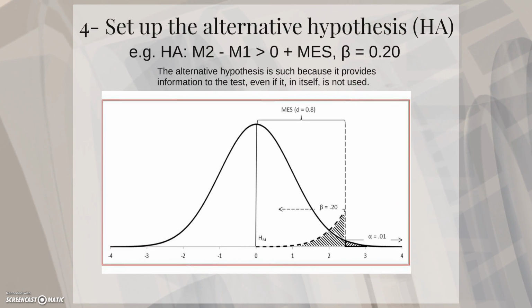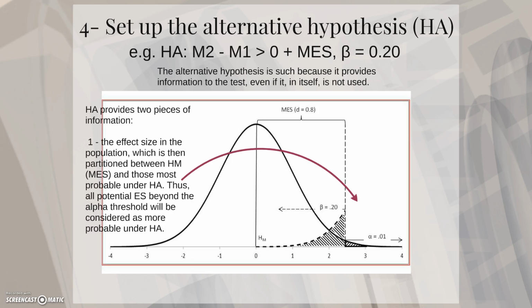Now, the first step will be to set up the alternative hypothesis. Consider that the alternative hypothesis is important because it provides information to the test, even if the hypothesis itself is not being used. The information it provides is two-fold: the effect size in the population, which as we saw is partitioned between the main hypothesis or minimum effect size and the effect sizes most probable under the alternative hypothesis, and therefore all potential effect sizes beyond the alpha threshold will be considered as more probable under the alternative hypothesis.